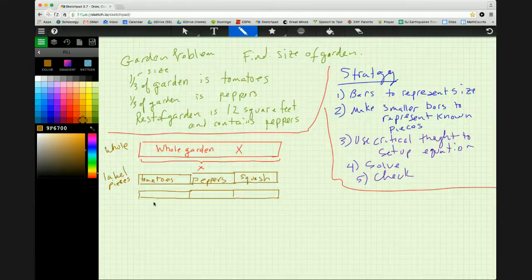And we know that a third of the garden is tomatoes. So that's a third of X, right? So if the whole garden is X, some number that we don't know, maybe it's 30. If we go from 30 to a third of 30, which would be 10, we have to multiply by a third. So we know that this is 1/3 of X.